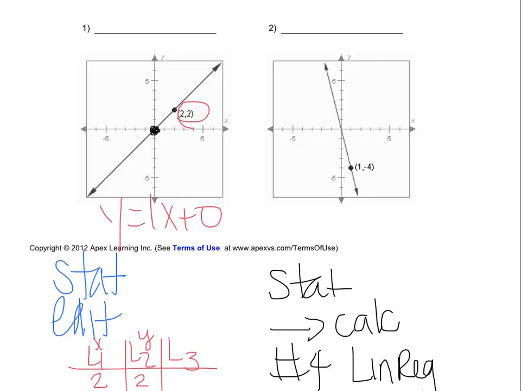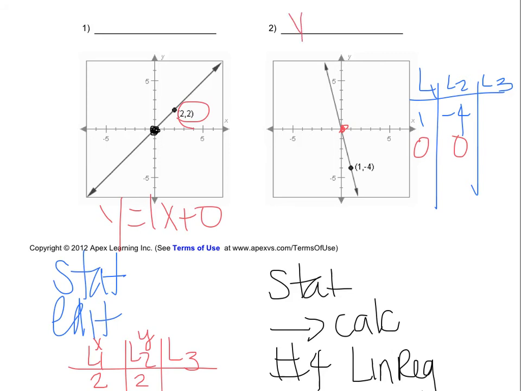So looking at number 2, we're going to solve it the same way. So we're going to use stat edit. And in stat, we have L1, L2, and L3. My first point that I'm given is 1, negative 4. And as before, this goes through 0, 0, so I can put that in as well. And then we go back to stat, over to calculate, number 4, which says reg, and hit enter until you get to calculate. And the equation of this is going to be y equals negative 4x plus 0.